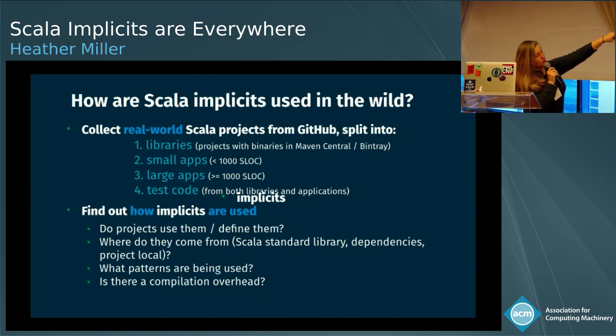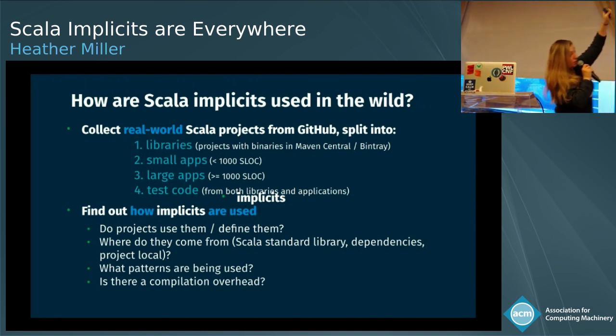And what we wanted to do was find out how implicits are used. So do projects use them? Do they define them? Where are they coming from? Are they always coming out of the Scala standard library? Is everybody just reusing the ones that we provide for them in the Scala standard library? Or are people actually defining them themselves?